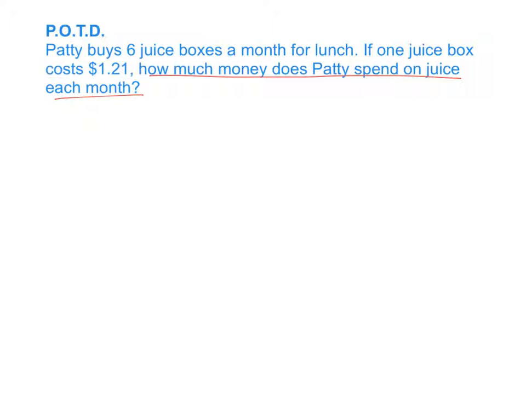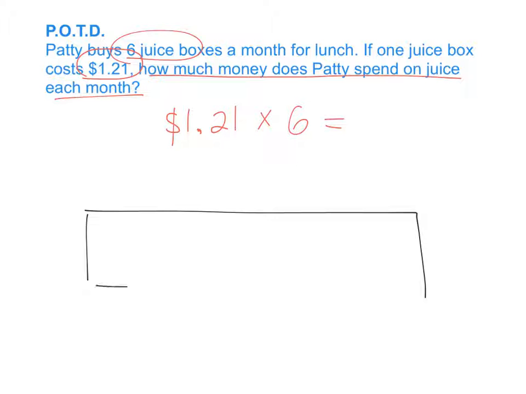What important information do we need in order to solve the problem? Visisht? 6 juice boxes, $1.21. Okay, so we know that she buys 6 juice boxes and each one is $1.21. So how can we find out the total amount she needs to spend? Itai? We can multiply $1.21 by 6. Yeah, we can multiply $1.21 by 6. And let's use an area model, which is also sometimes called a tape diagram, to solve.